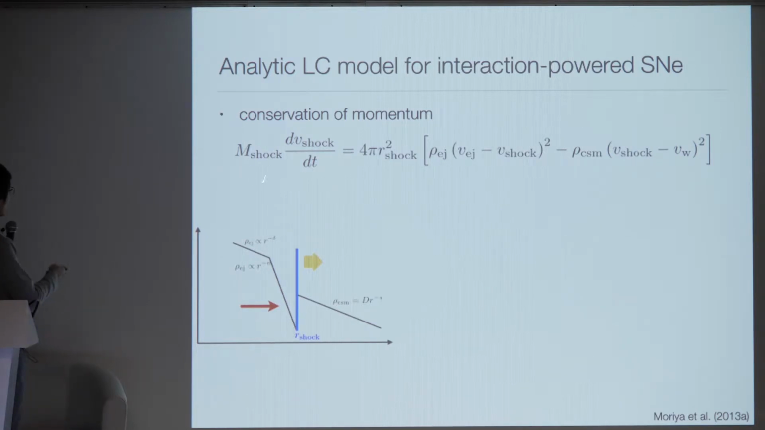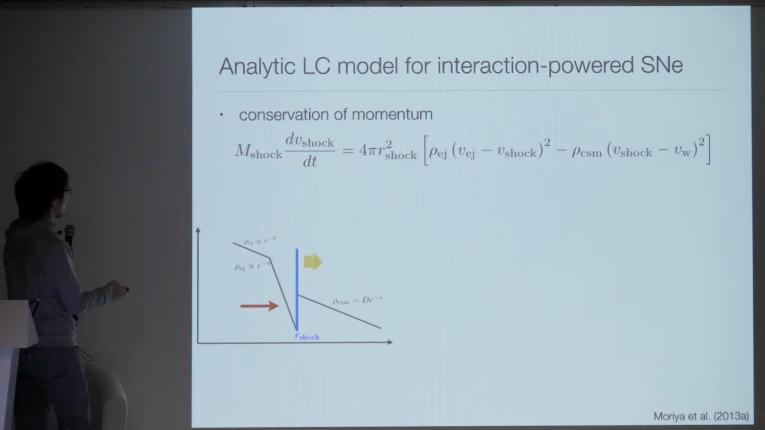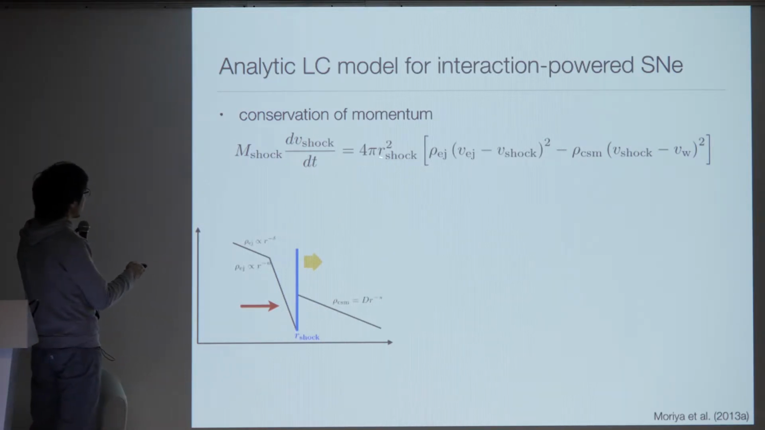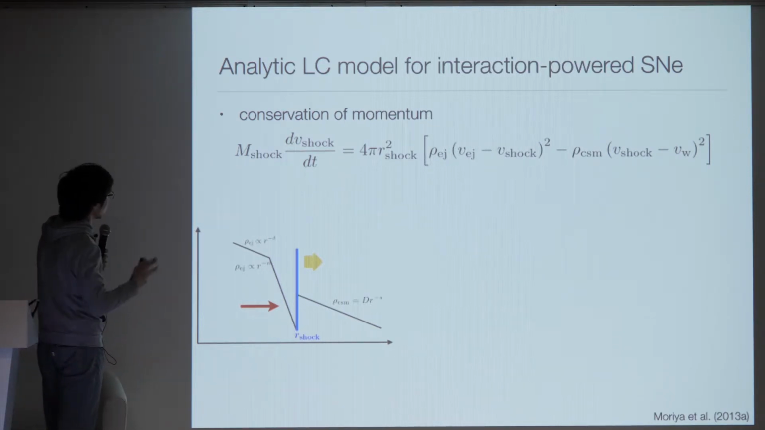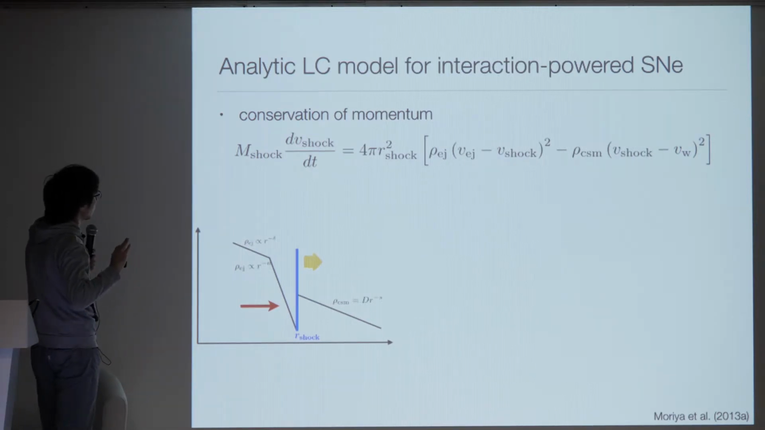So the mass of the shock can be M_shock, and then there will be velocity, and this evolution should be described by this shock velocity minus this ejecta velocity. So this part is momentum coming from the supernova ejecta itself. So this component is basically describing how the supernova pushes this shock.